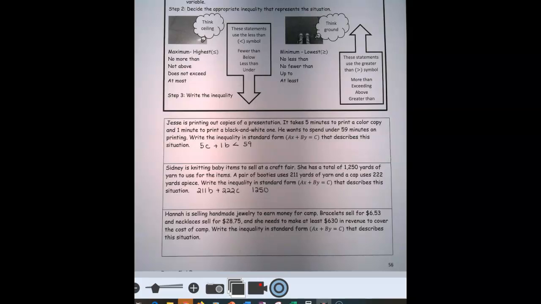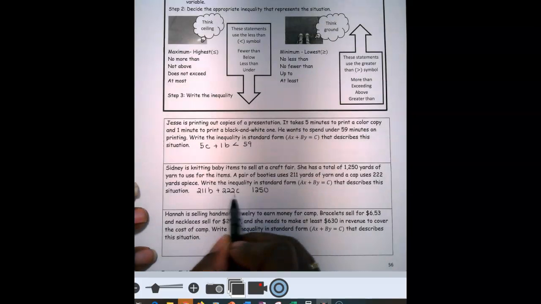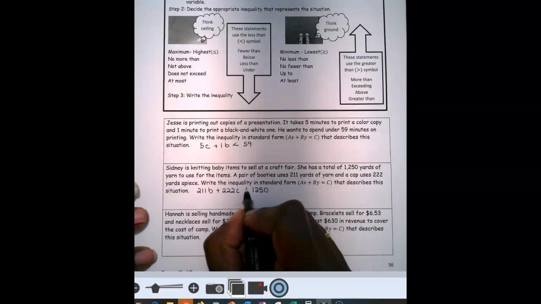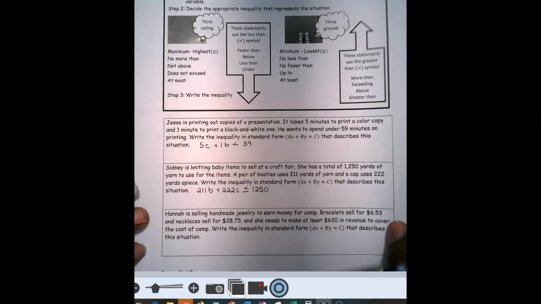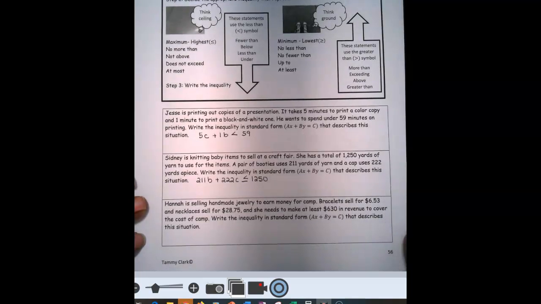Now, in a real world situation, she could go up to the 1,250 and she can go under that, but she can't go above that because she wouldn't have any yarn left. So we know what's on the left side has to be less than or equal to what she has. All right, let's look at the last one.